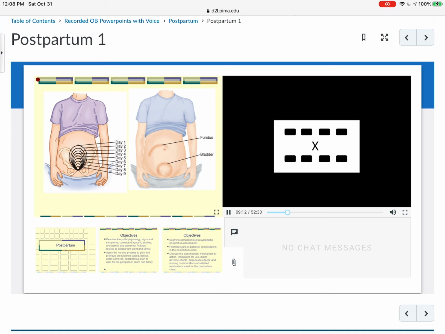So keeping that bladder empty is important in labor, but also important postpartum to prevent uterine atony, which is a boggy uterus, meaning it's not constricting and blocking those blood vessels, so that the patient does bleed. It leads to excessive bleeding, which, if you don't take care of it, can lead to a postpartum hemorrhage.